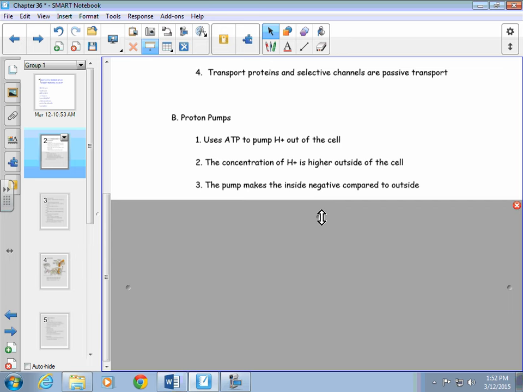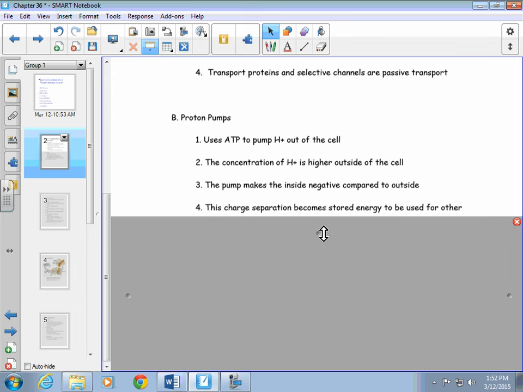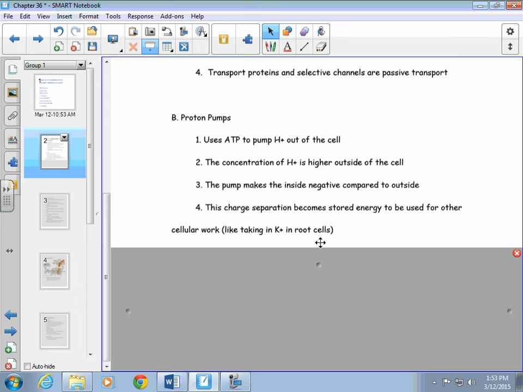This is where ATP is used to pump hydrogen ions out of a cell. The concentration of the hydrogen ions is higher on the outside, which makes the inside negative compared to the exterior environment. And having that charge separation, there becomes stored energy that's used for cellular work. This is very common in the root cells to take in potassium.